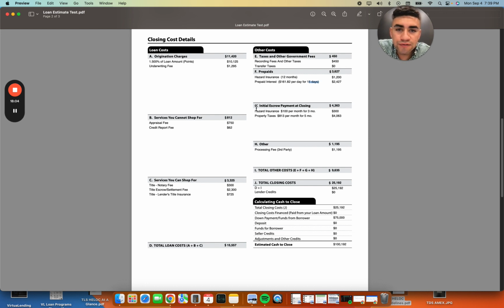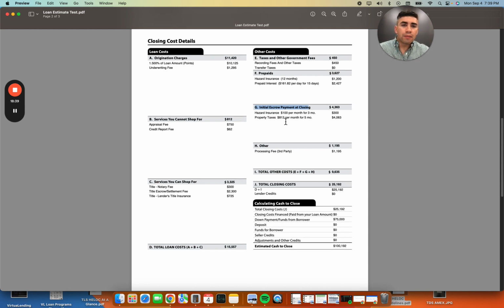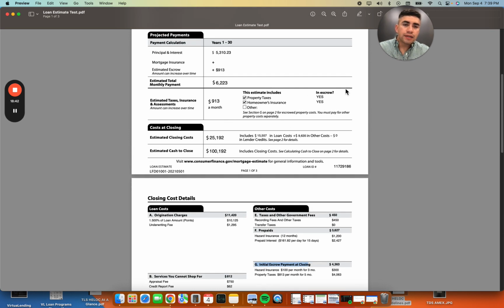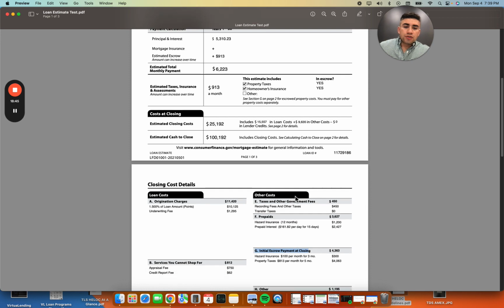Now, moving forward here, you have section G as in golf, initial escrow payment at closing. Okay, so this section G is only applicable if you choose to impound your property taxes and homeowner's insurance. In other words, it's also known as setting up your escrow account or your impound account. If you choose to do that, if you choose to have that in your mortgage, then this will be applicable. If you're waiving your impound account, you will not see anything here. It's going to be blank. Okay, so in this case, remember, we are including it in our loan, so it's going to be disclosed here.